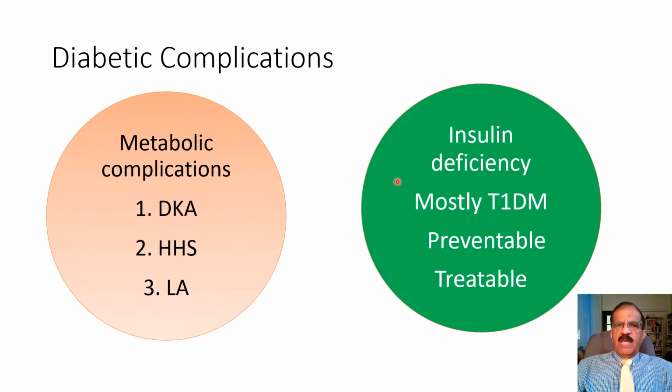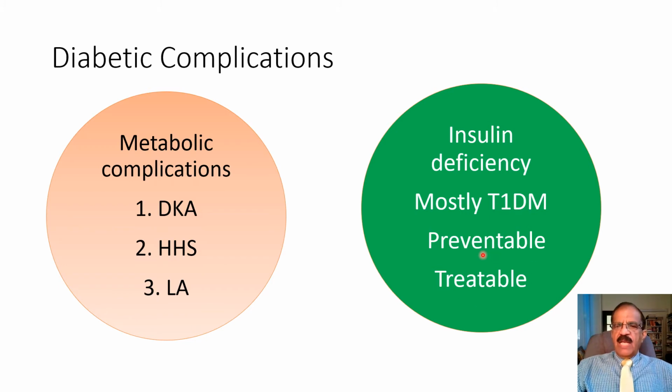These metabolic complications are a direct effect of insulin deficiency. So that is why in type 1 diabetes, straight away we start insulin. If somebody does not take insulin, he is likely to present with DKA because insulin is absolutely essential. Mostly it is in type 1, but it can occur in type 2 also. It is preventable by early recognition. By proper usage of insulin, it is preventable and it is treatable.